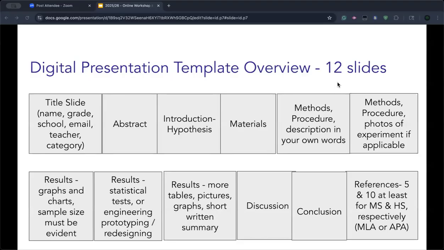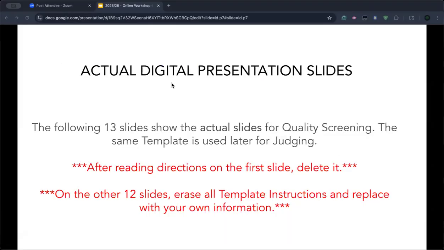And you need to make sure that all these 12 categories, all these like 12 templates, are covered in the slides. So if you have a very short hypothesis, you could fit a hypothesis and materials on the same slide or something like that. It just has to follow all these rules here. Next slide.